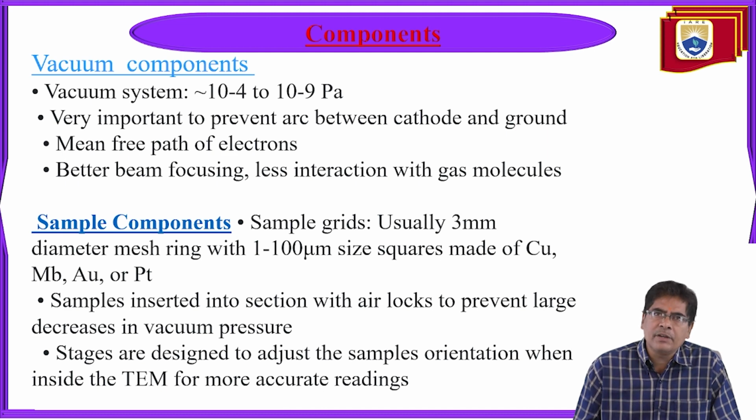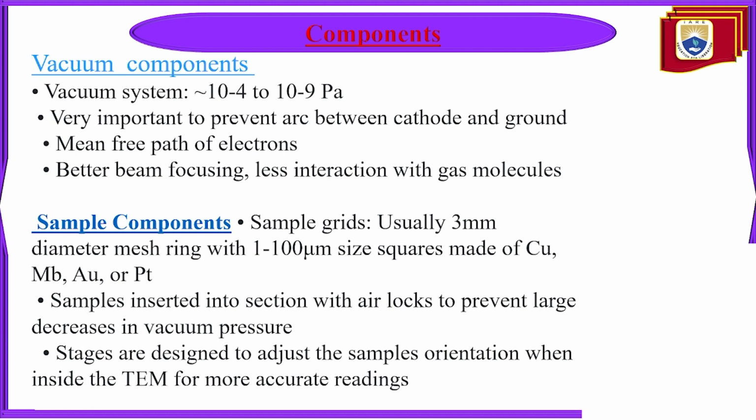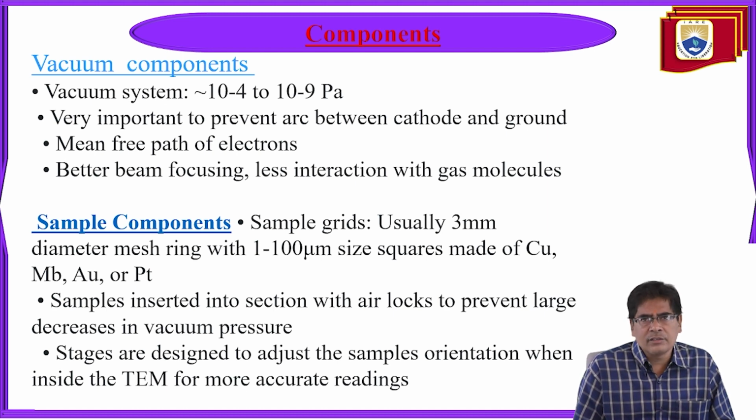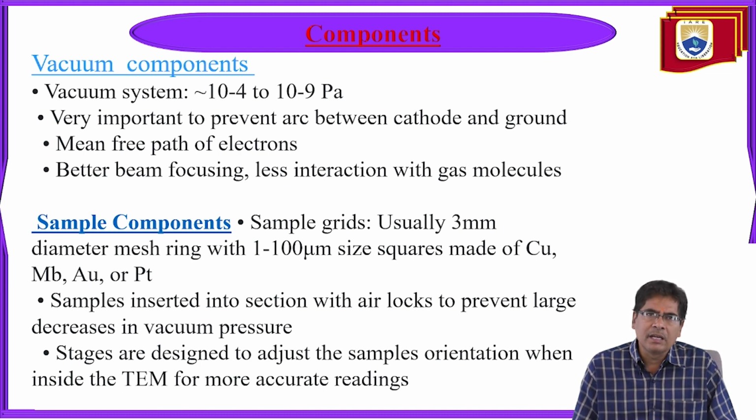The mean free path of electrons is to be calculated by taking the wavelength under consideration. The wavelength is obtained as lambda equals d by the square root of 2m sin alpha, using the expression from the theory part. Next is better beam focusing, since we have less interaction with the gas molecules.